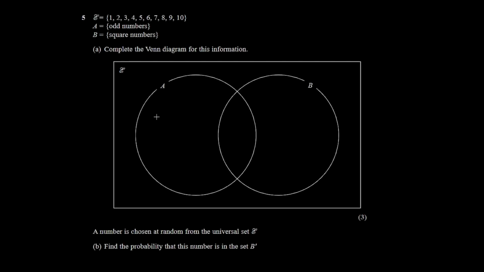Okay, we've been given a Venn diagram, a set of numbers, and the A circle here represents odd numbers, and the B compartment square numbers. And those that aren't either of those conditions will be put outside. So let's consider these numbers one by one.